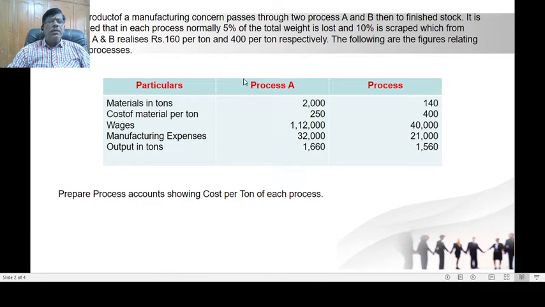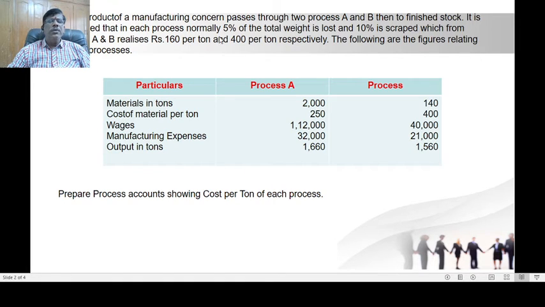In this given problem, the products of a manufacturing concern pass through two processes A and B, then to finished products. It is ascertained that in each process normally 5% of weight is lost and 10% is scrapped, which from process A and B realizes rupees 160 per ton and 400 per ton respectively. The following are the figures relating to both the processes.